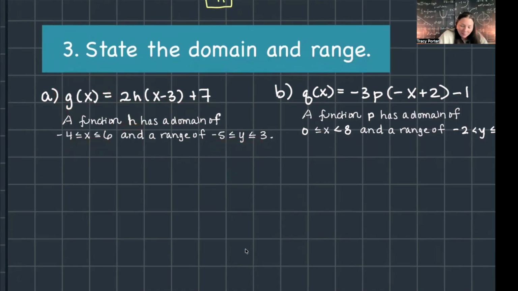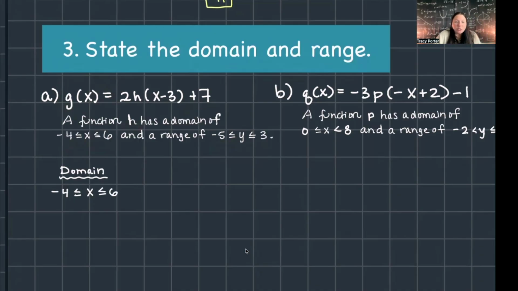Now, this needs to be done in the correct order. So we always want to do what's happening first, which is deal with the input. And then that input goes into the function, and then we get the output. So what's going to happen is we have to take, and this is special for the domain, so just pay attention to this part. Okay, so the domain, what you have to do is start with the original domain.